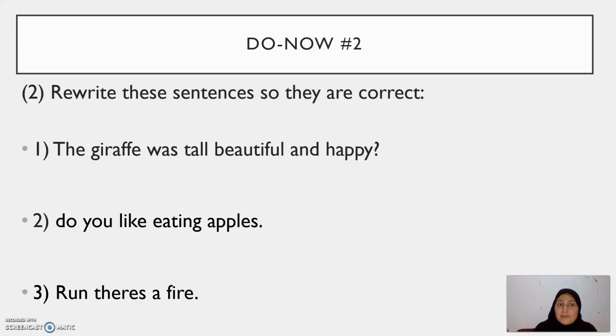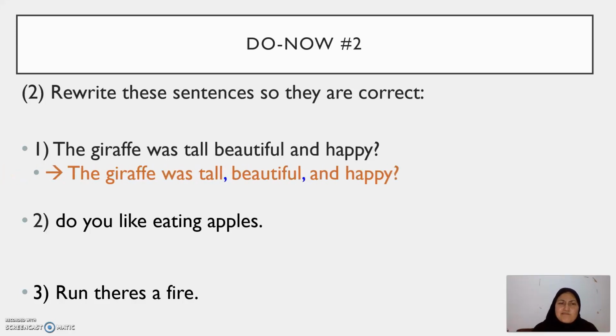Let's review number 1. The giraffe was tall, beautiful, and happy. Looks like there's a lot of adjectives at the end of the sentence. Isn't there something missing? Oh, that's right. Commas. We needed some commas to add pauses. We're done, right? I don't think you're done yet. No. What else is there? Oh, that's right. The question mark. The question mark didn't belong.